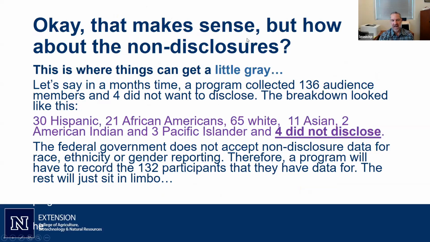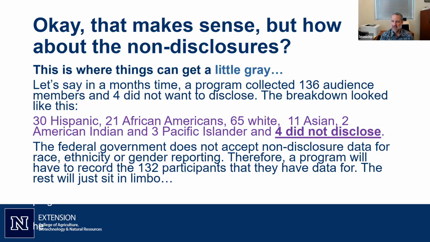So that makes sense, but how about the non-disclosures? And that's where it gets a little gray. So let's say you have 136 folks in your program, and 4 do not disclose. So 30 Hispanic, 21 African American, 65 white, 11 Asian, 2 American Indian, 3 Pacific Islanders, and 4 do not disclose.